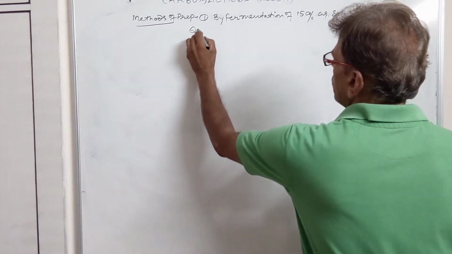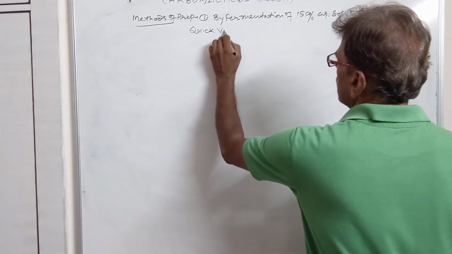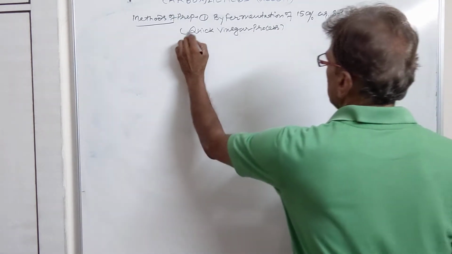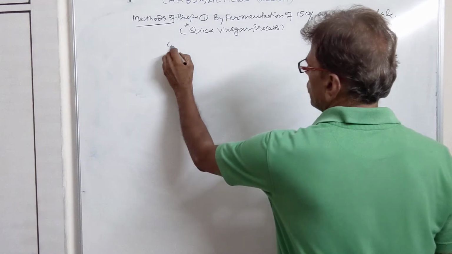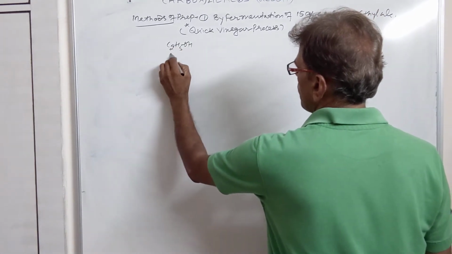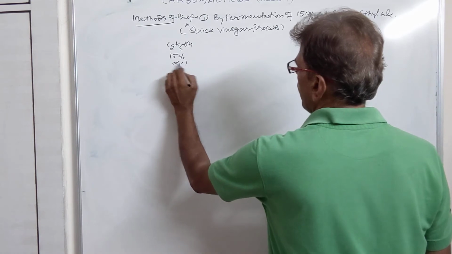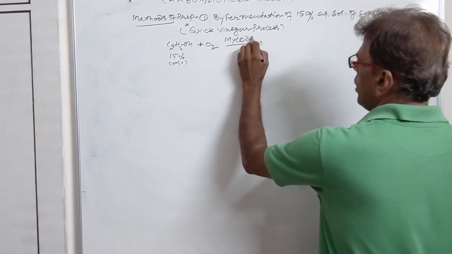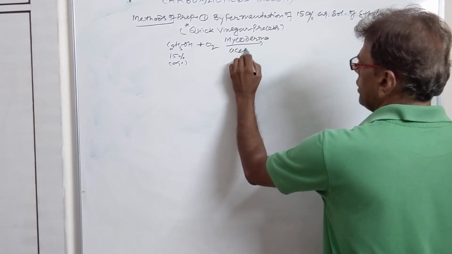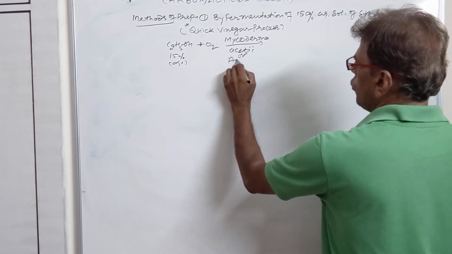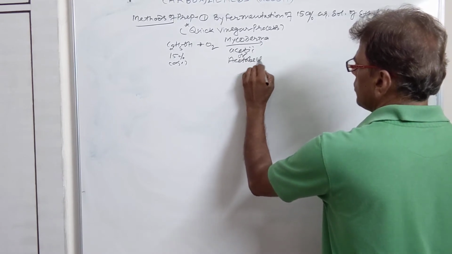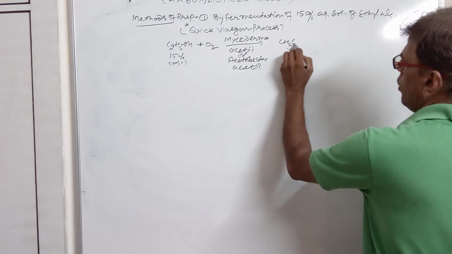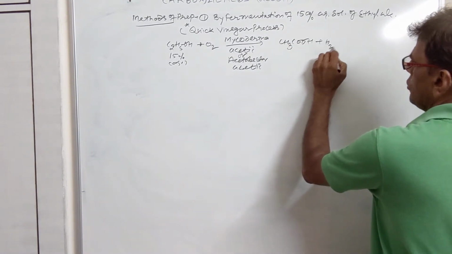This is also called the quick vinegar process, because this method is very quick and gives immediate result. So when 15% aqueous solution of ethyl alcohol is treated with oxygen in the presence of bacteria Mycoderma aceti or Acetobacter aceti, these are the names of the same bacteria, it will give you acetic acid, vinegar, plus H2O.